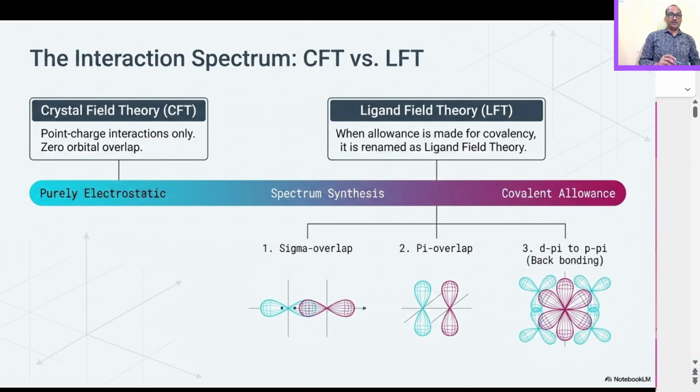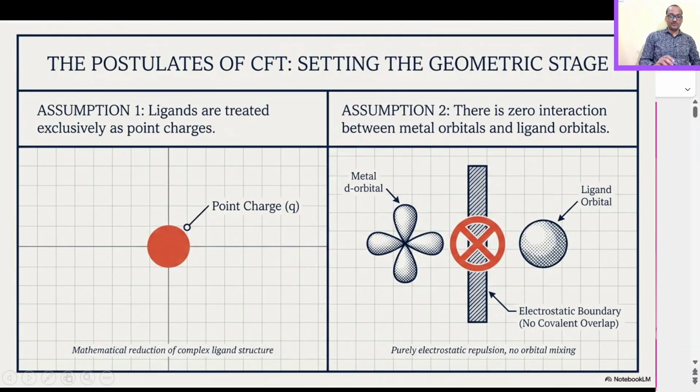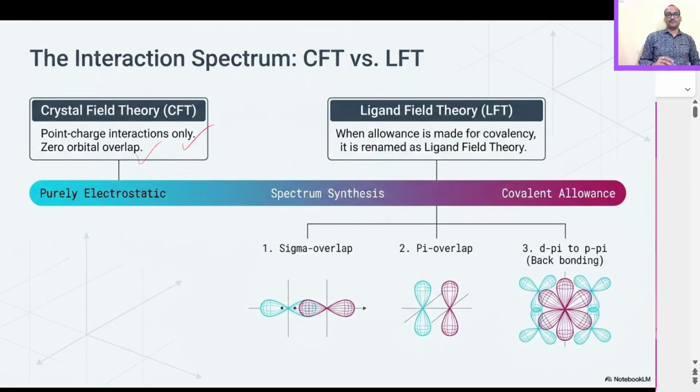So in crystal field theory, they assume that there is a point charge interaction. So the ligands are treated as point charges, and there will be zero orbital overlap. So there will not be any orbital overlap. And when some allowance is made for covalency, it is renamed as ligand field theory. So covalence means there will be some overlap. Suppose you have a sigma overlap, you can see here head-on overlapping, you can have a pi overlap, and here you can have also d pi or p pi, that is usually known as back bonding. So basically we can say the crystal field theory is purely electrostatic interaction.